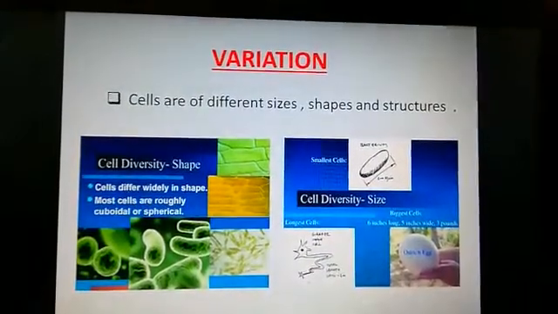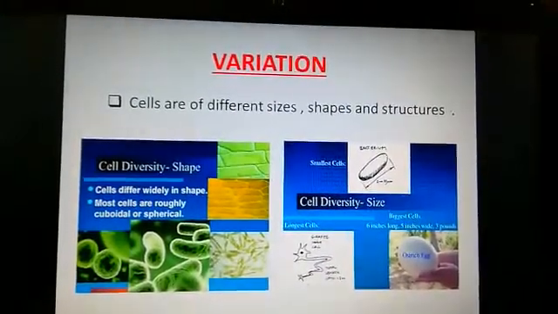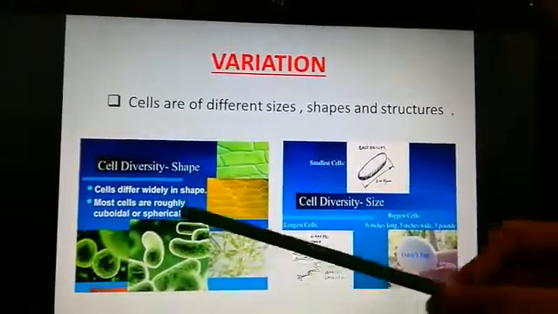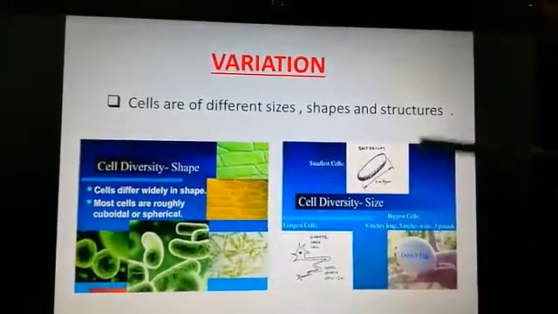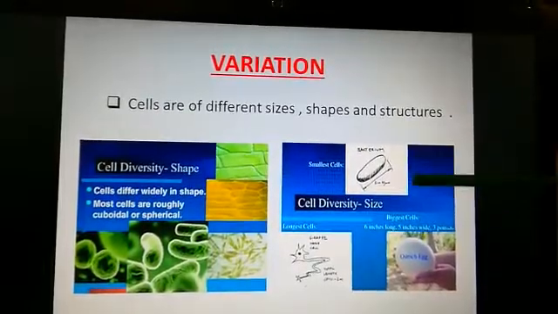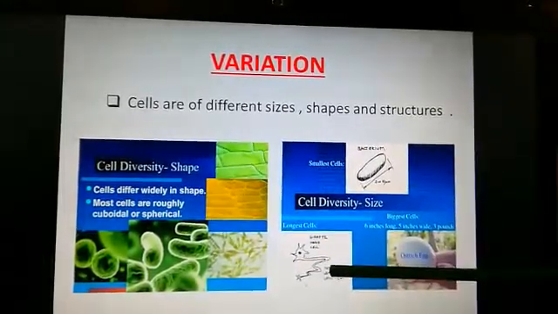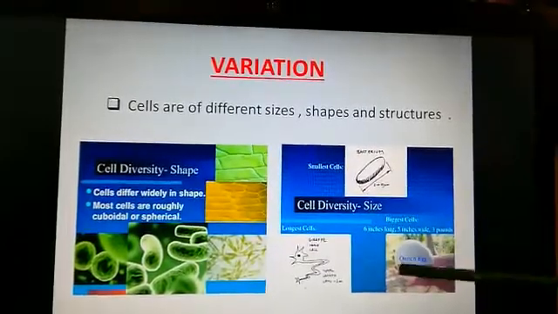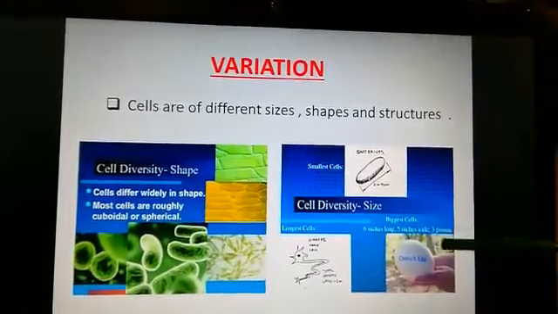Variations. Cells vary in different sizes, shapes, and structures. So this is a round-shaped cell, and those are bean-shaped, pipe-shaped, and many more. Smallest cell. Bacterium is the smallest cell, and the longest cell is a nerve cell. Biggest cell is the ostrich egg, which is 6 inches long, 5 inches wide, and 3 pounds.